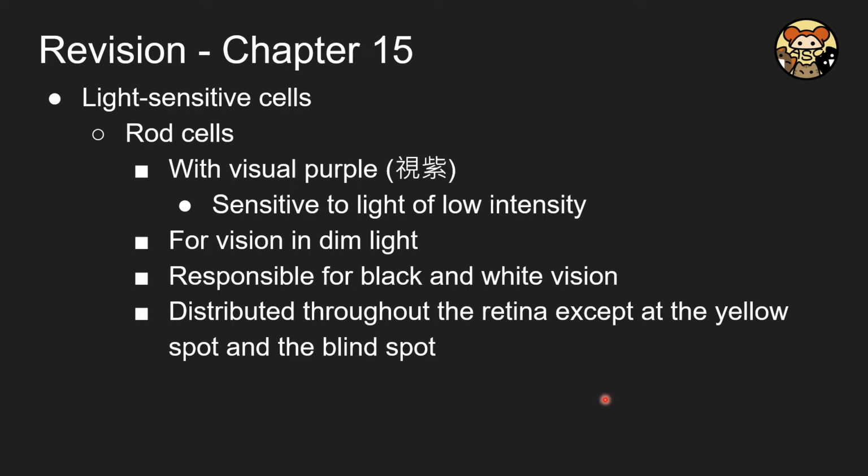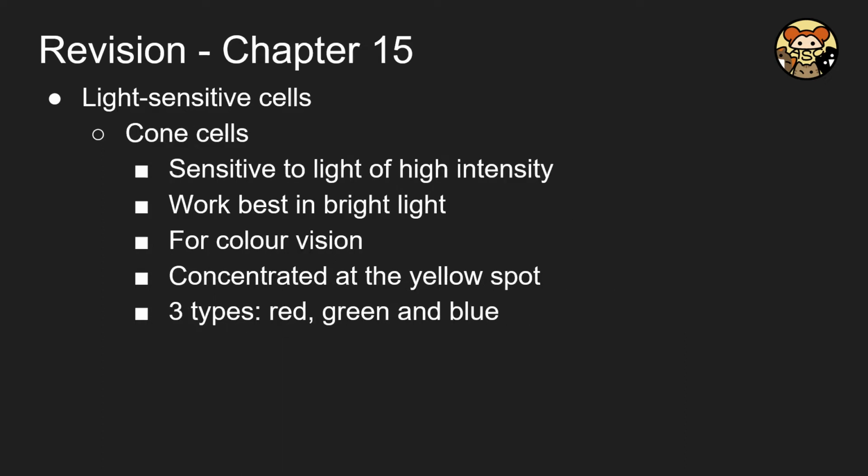And for the light-sensitive cells, let's talk about the rod first. The rod is responsible for vision in dim light, and it is responsible for black and white vision. And it is distributed throughout your retina, except two places, that is the yellow spot and also the blind spot.